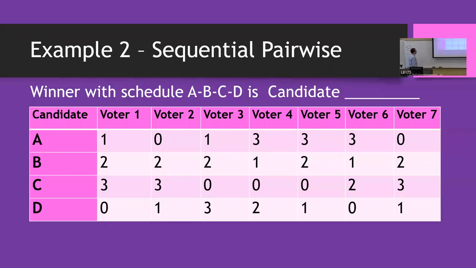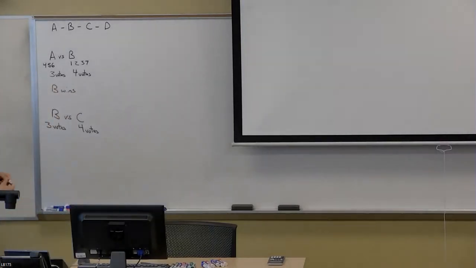So let's look at B versus C. Voter 1 would prefer C. Voter 2 would prefer C. Voters 3, 4, and 5 would have preferred B. Voter 6 prefers C. Voter 7 prefers C. So C in a head-to-head battle would have gotten 4 votes, and B would have gotten 3 votes. Everybody see where I'm getting at? So B got 3, C got 4, C wins.